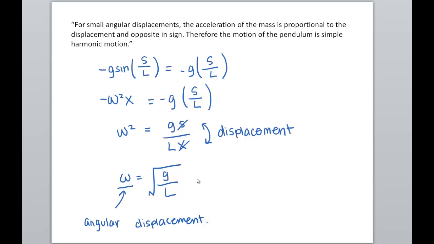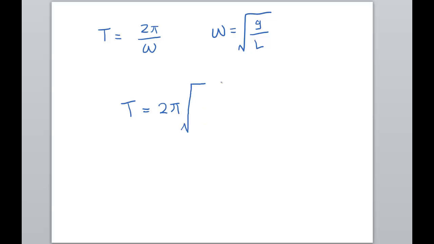So next, we're going to look at the period. The period is equal to 2 pi over omega, and from our previous slide, we found that omega is equal to the square root of g over L. Then we can just combine these two equations and we would get the period is equal to 2 pi times the square root of L over g. And this is the period of the oscillation of a pendulum.